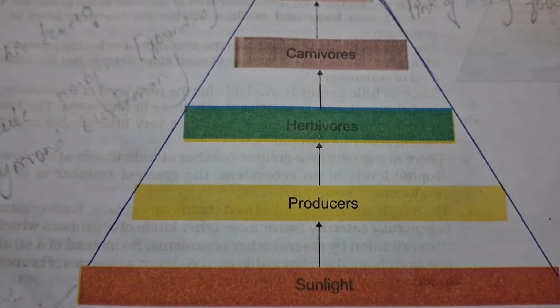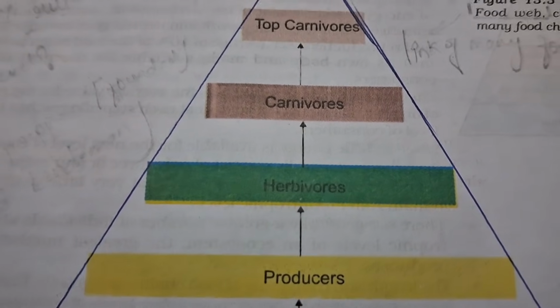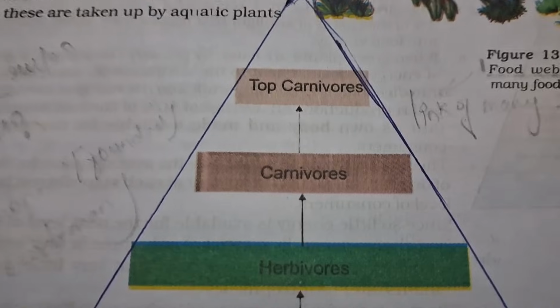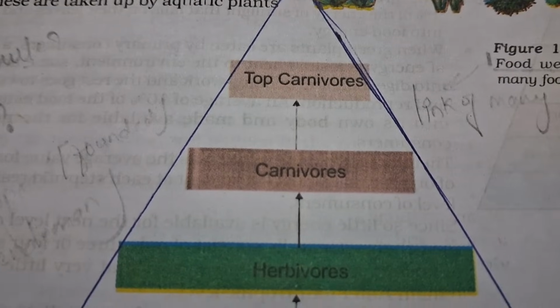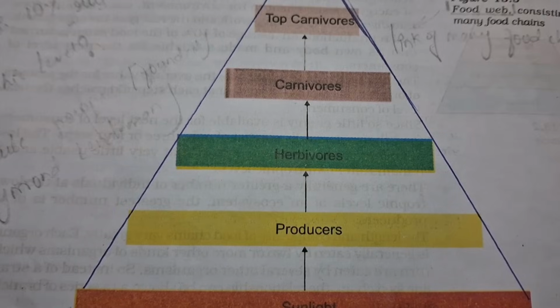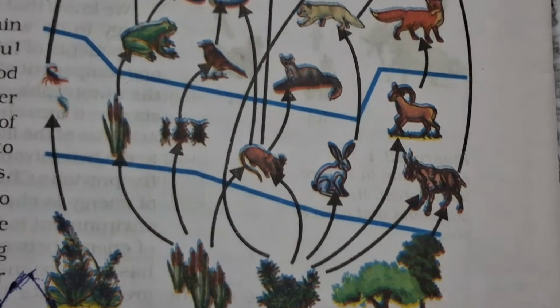So it shows that from sunlight, the energy goes to the producers, that's the plants. Then it goes to the herbivores. Then it moves to the carnivore and top carnivore. So this diagram shows the flow of energy in an ecosystem. This is our food web. So many food chains have been interconnected.